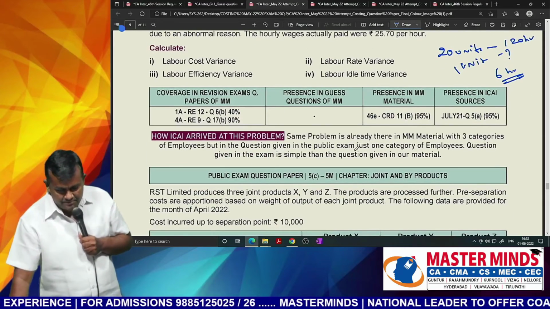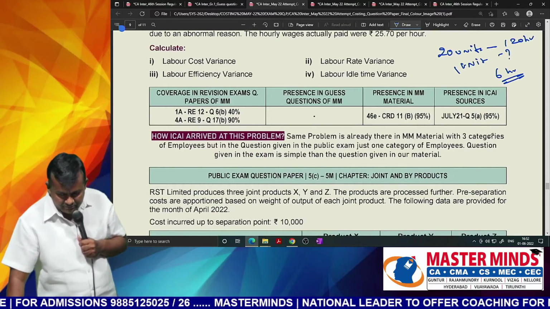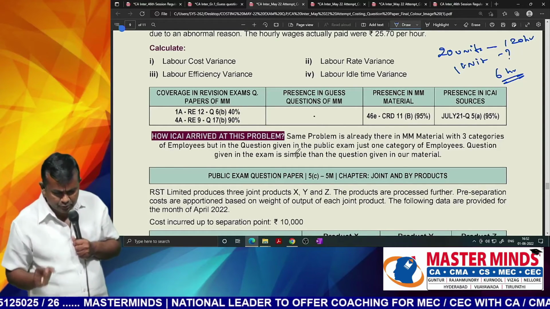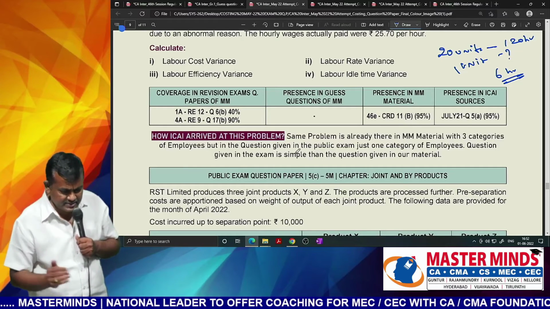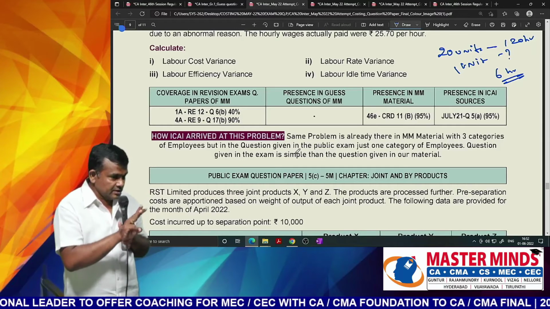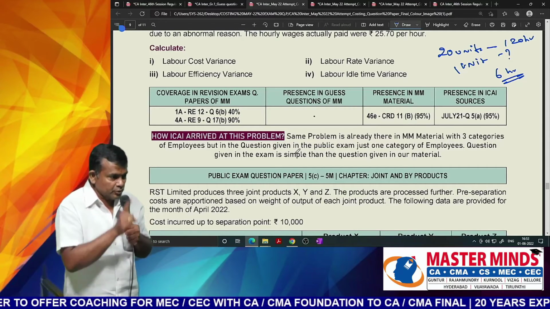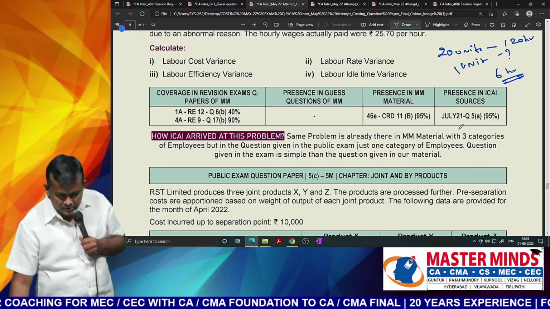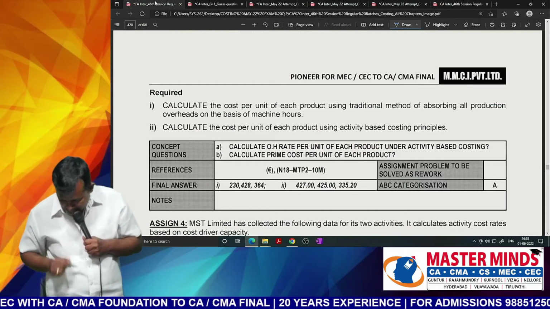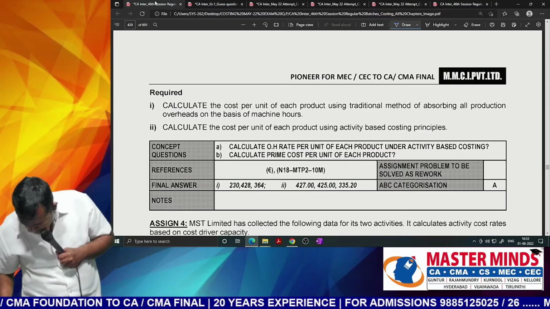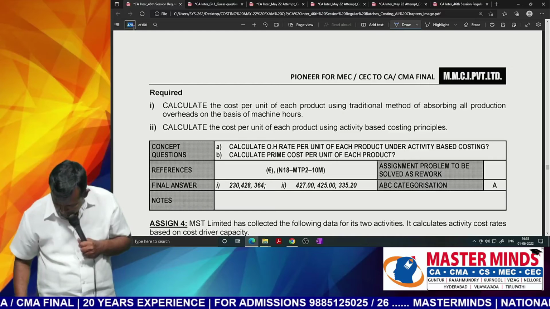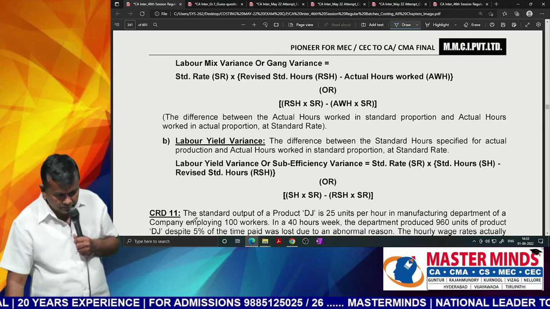The same problem is already there in our material with 3 categories of employees, but in this question only one category of employee. So the question given in the exam is simpler than the question in our material. In our material, 3 categories of employees: skilled, semi-skilled, unskilled. But in this problem only one category of workers. Our study material, page number 241.